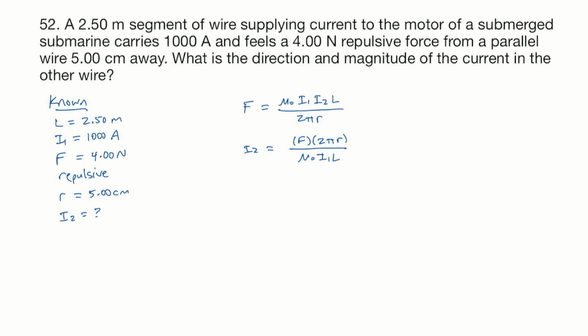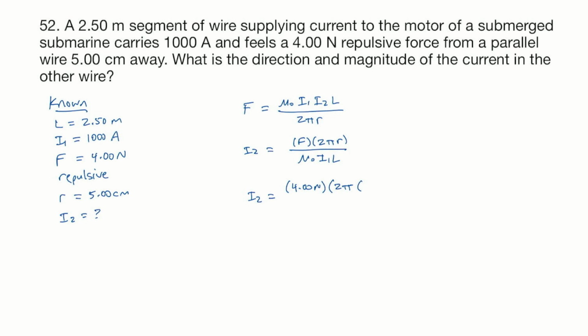Okay, so we can substitute the numbers. F is 4.00 newtons. We have 2 pi, and then r is the distance between the two wires. That's the 5 centimeters. The length is in meters, so we need to convert r to meters. So we need to multiply it by 1 meter divided by 100 centimeters.